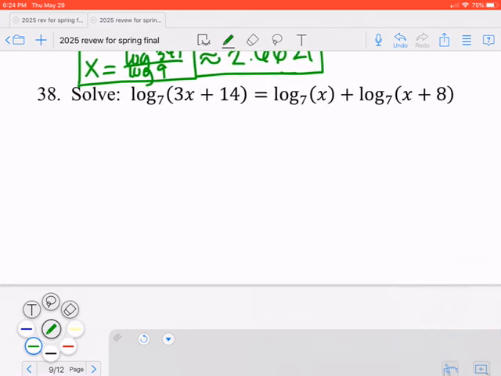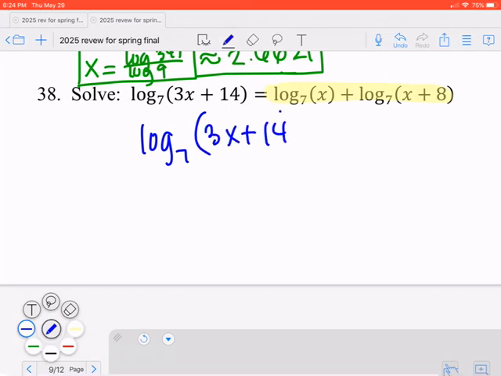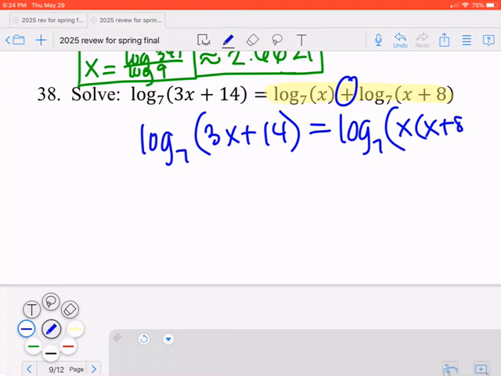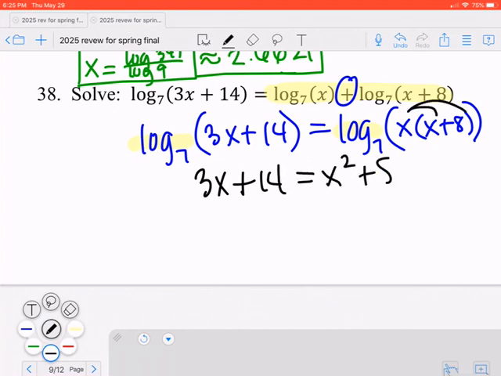Solve. And we've got logarithms. So when you have a log on each side, you can set the arguments equal to each other. But on the right hand side there, I've got to condense that first. Log base 7 of 3x plus 14 is equal to, there's a plus, so I can combine those with multiplying, x times x plus 8. And so now I've just got one logarithm on each side, so now I can put the arguments equal to each other. 3x plus 14 is equal to, I'm going to go ahead and distribute, x squared plus 8x.